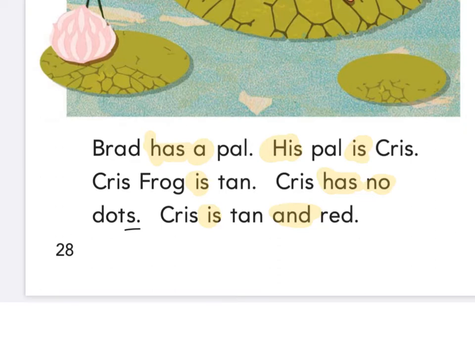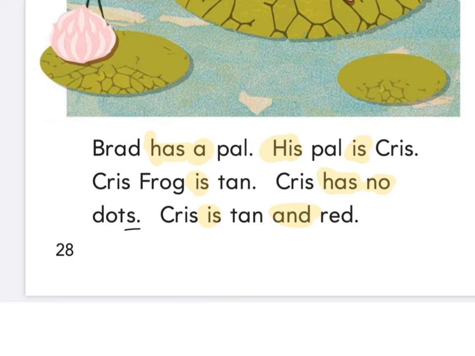At home, press pause. Read it 2 or 3 times, and when you're ready to read together, press play. Okay, you ready to read together? Let's read together. The first word is Brad. Let's read. Fingers ready. Ready and read. Brad has a pal. His pal is Cris.